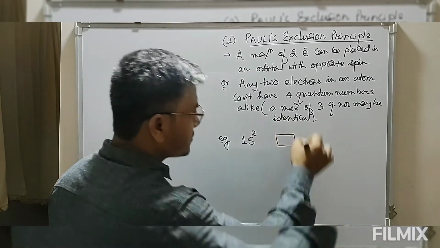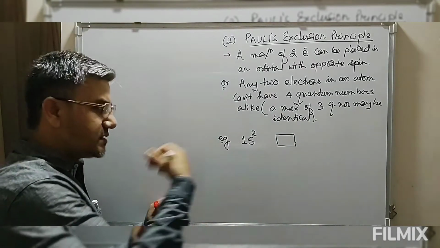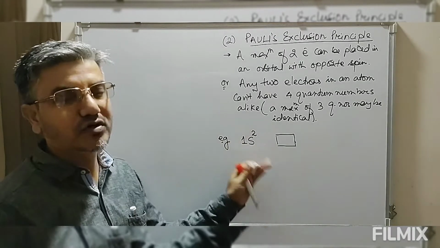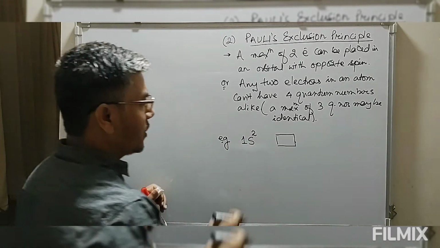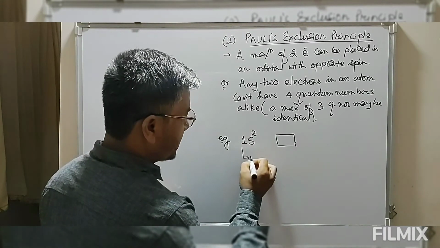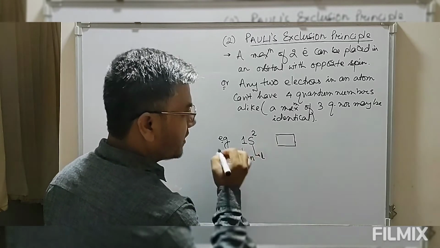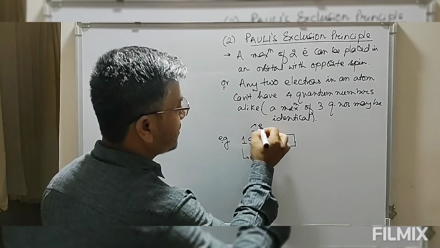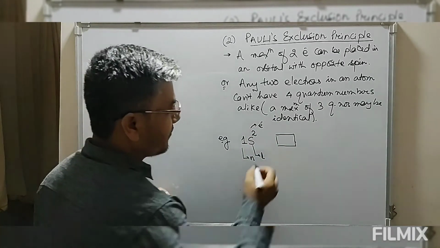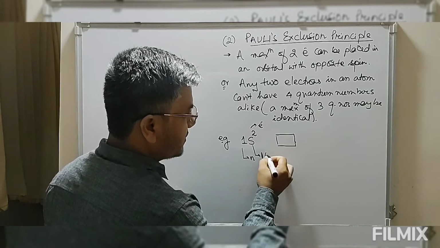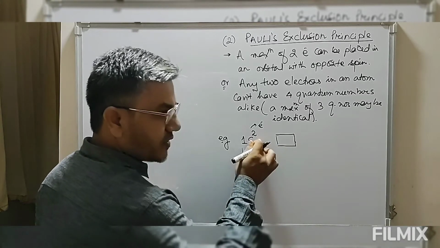So this box represents the orbital. We are just showing these orbitals in a box diagram. So now look at this. This represents n, so n equals 1. This represents L. This represents electrons. So we have L. L is equal to 0 because we have an s orbital.